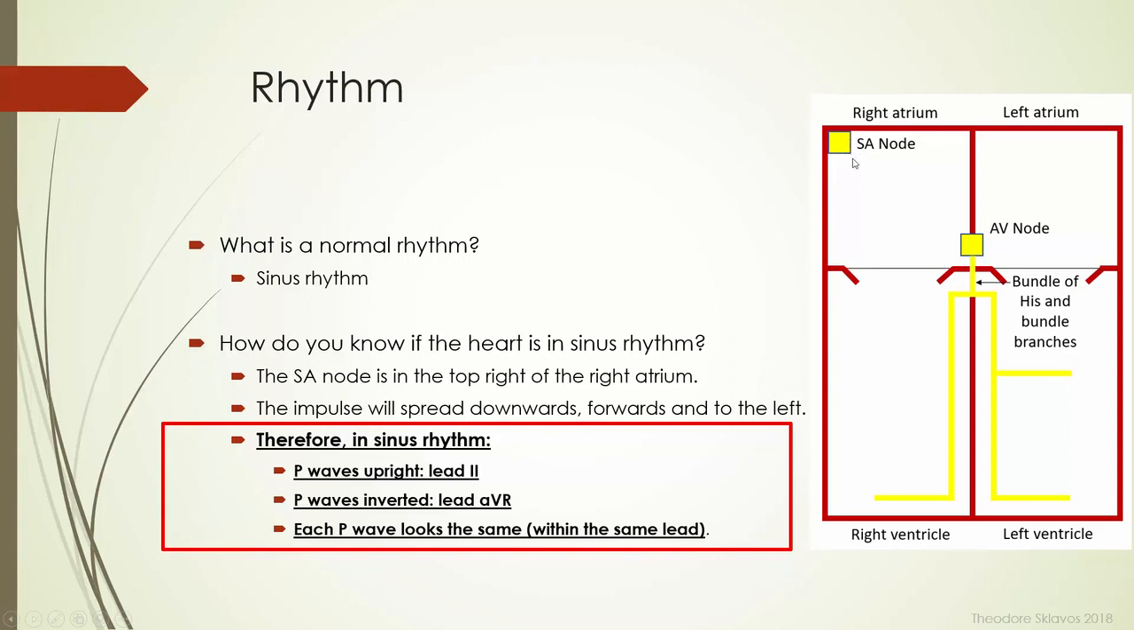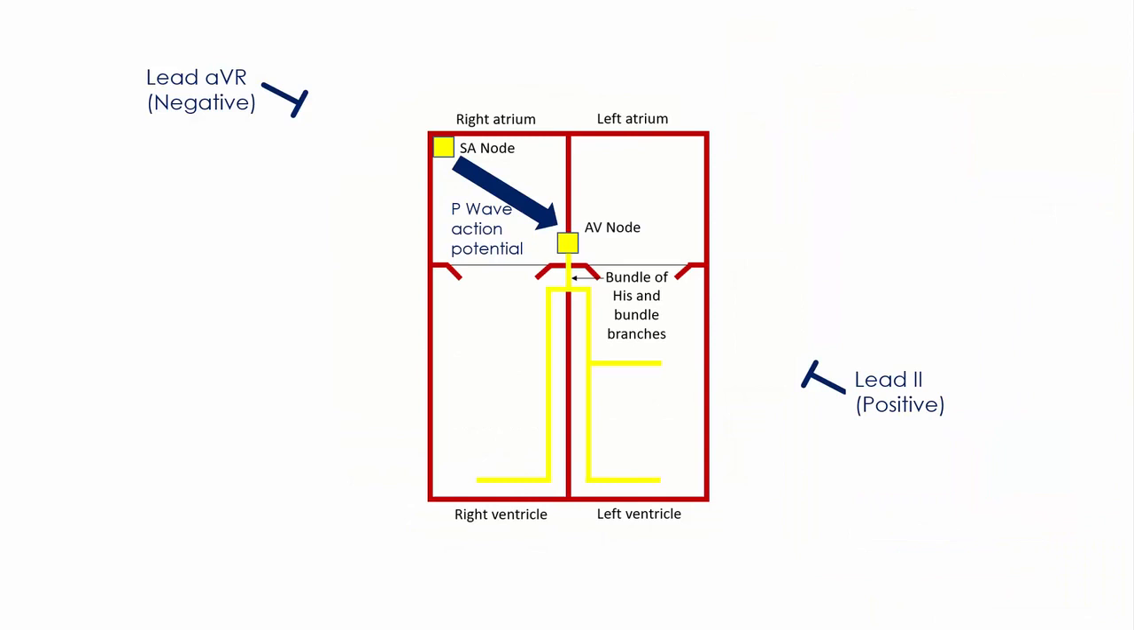If that should make sense, because every P wave is coming from the same spot, the electrical activity is going the same direction each time, we should always get the same shaped P wave within that lead. And to make that a little bit more clear, I've done this diagram, and we've got the sinus node here, AV node, and here's the P wave action potential.